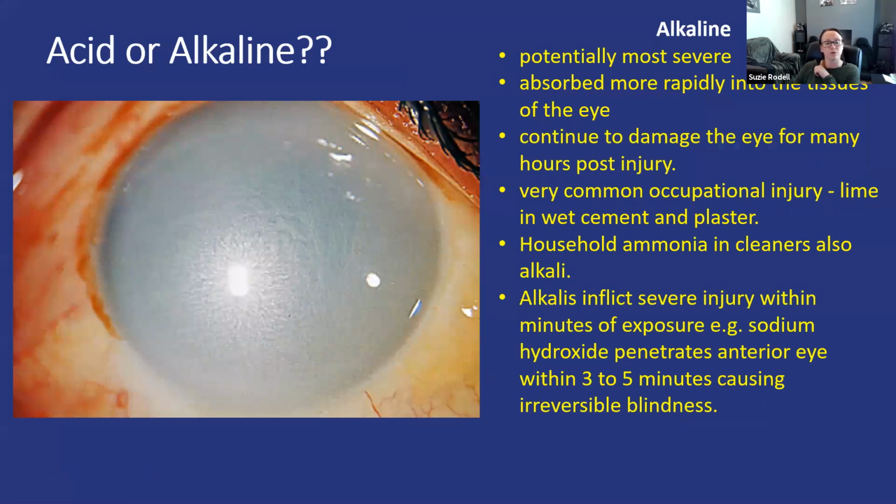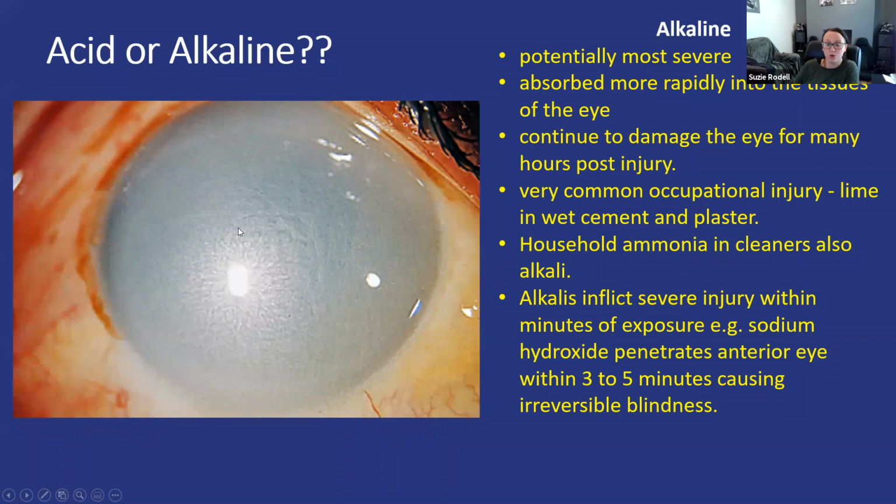So for those of you that aren't practitioners or that are new to emergency care, you may not know that alkaline is the most severe chemical eye injury, and probably, I think, the most common, given that we see a lot of workmen, occupational, coming in with wet plaster splashed in the eye, typically when they're skimming ceilings. Alkaline chemical injuries are absorbed more rapidly into the tissue. So remember that we talked about the anatomy of the cornea. This is the cornea here on the front of the eye.